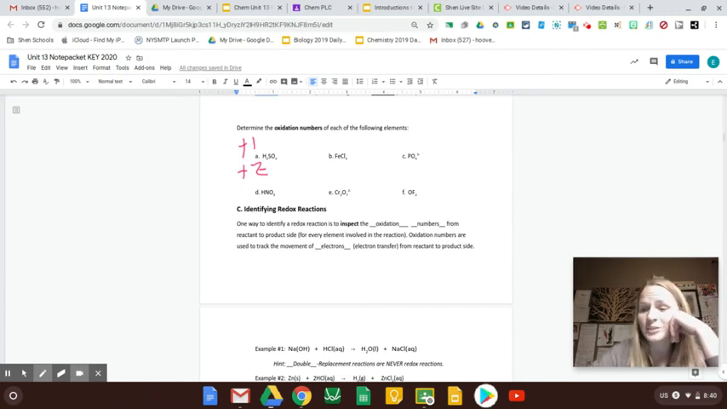S, when I look, has multiple choices, so I'm going to skip it and come back. And then O is -2. I have that one memorized. And does that say 3? I think it says 3. So there's 3 of them, so 3 -2s makes -6. Okay, so now I have +2 plus question mark, whatever S is, -6 adds up to 0.